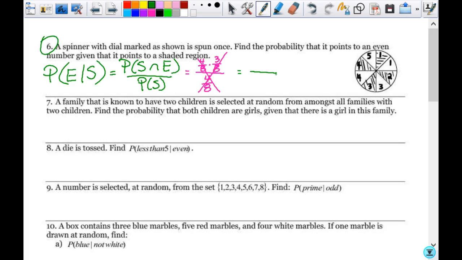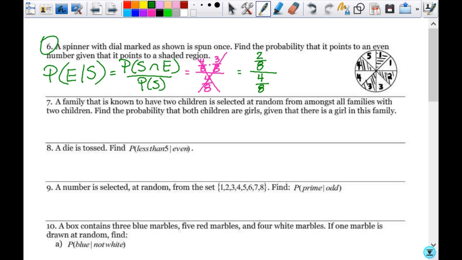What I want up there is the probability that it's shaded and even. How many are shaded and even? 2 out of a total of 8, okay? And then in the denominator, the probability that it's shaded, how many are shaded? 4 out of 8, okay? Does that make sense to you? Everybody with me on that?